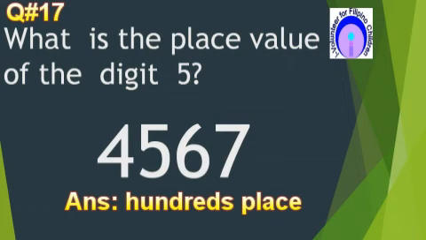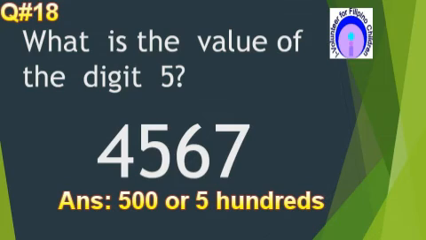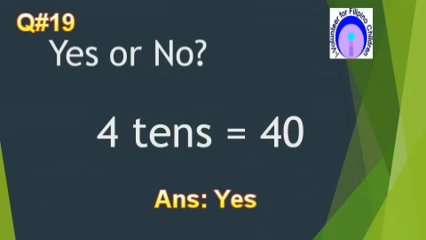Number 17. What is the place value of the digit 5? Digit 5 is in the hundreds place. 18. What is the value of the digit 5? Digit 5 has a value of 500 or 500s. 19. Yes or no, is 4 tens equal to 40? The answer is yes.